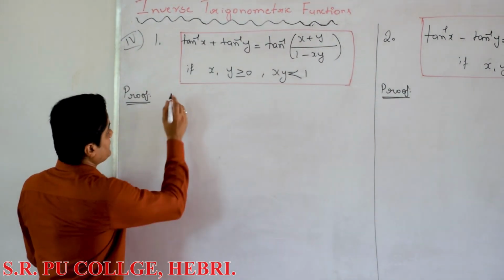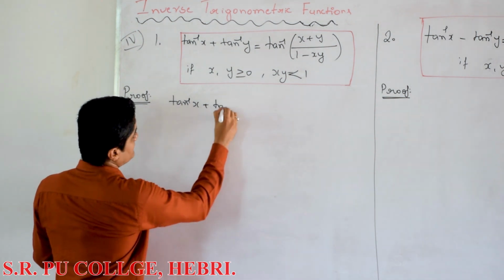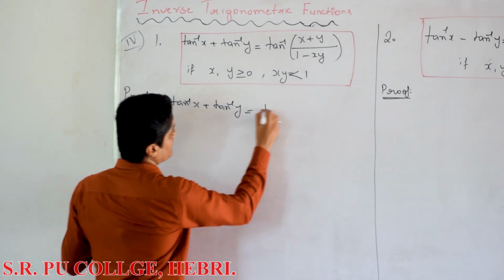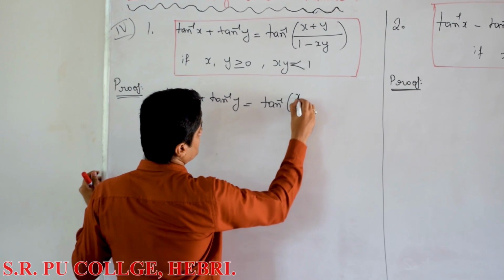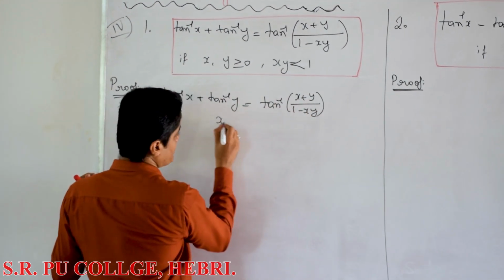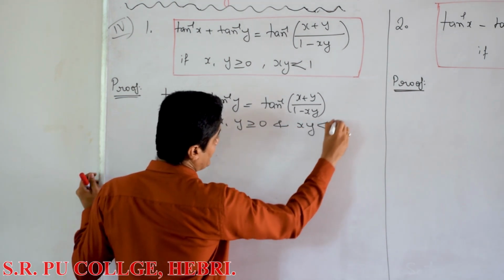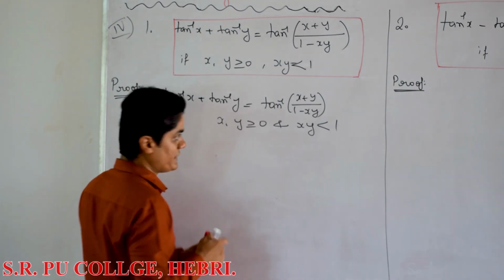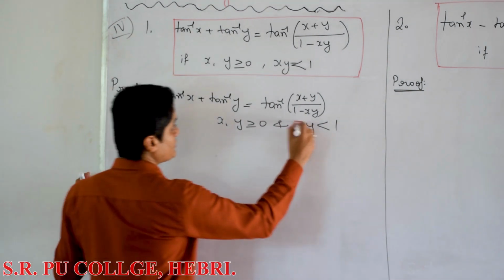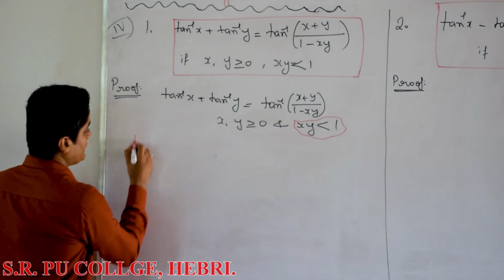Fourth set of properties, in which the first one: tan inverse of x plus tan inverse of y is equal to tan inverse of (x plus y) by (1 minus xy). Remember the restriction here: x and y must be greater than or equal to 0, and very important, x into y must be less than 1. X into y must be less than 1. Okay, so the proof is like this.